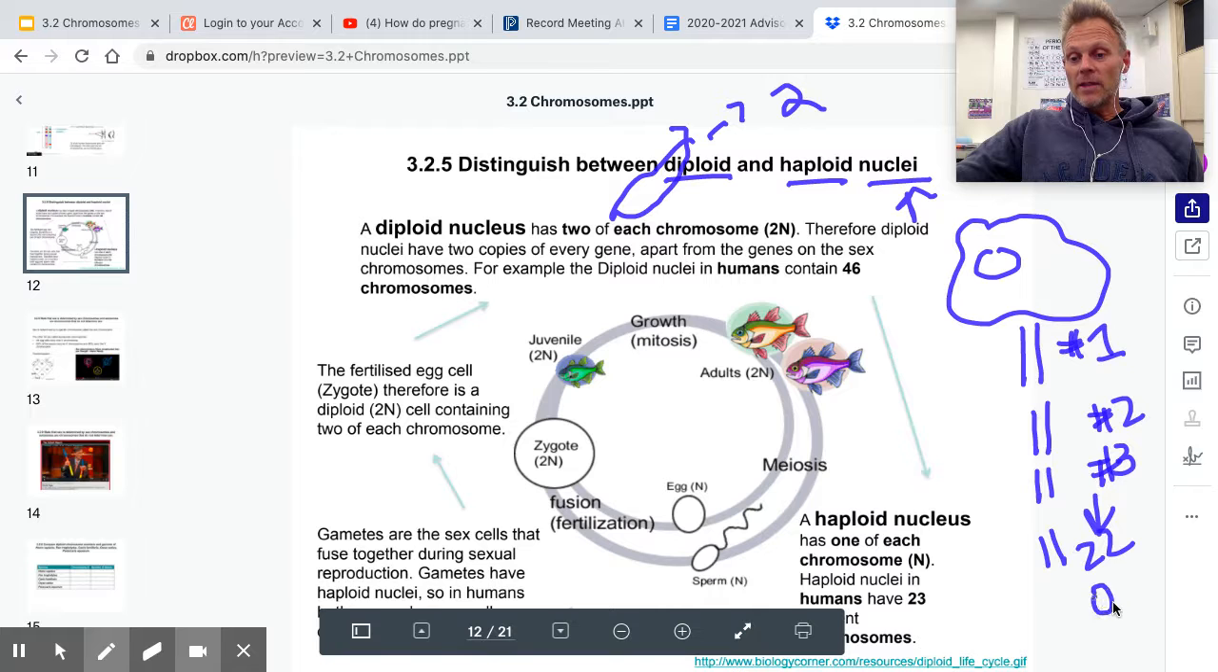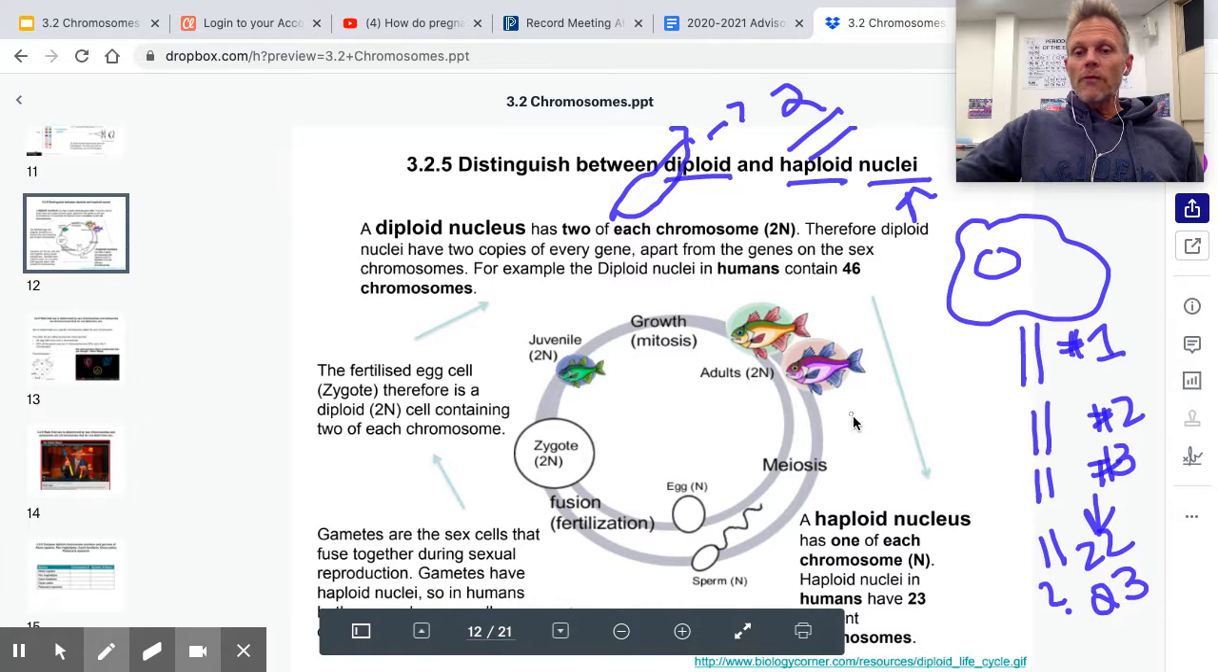Then you've got these things called sex chromosomes for pair 23, which we'll talk about in a little bit. So basically, there's 23 sets of chromosomes. And each one of those sets contain 2 chromosomes. So that's what diploid means.